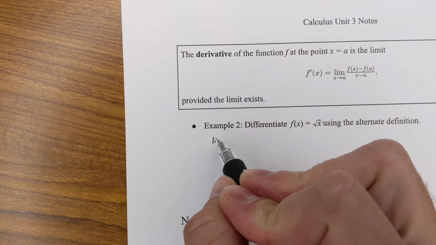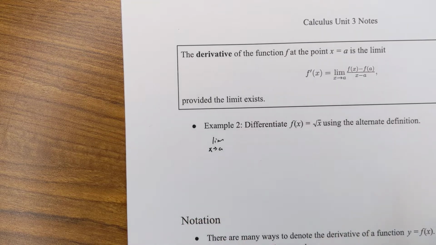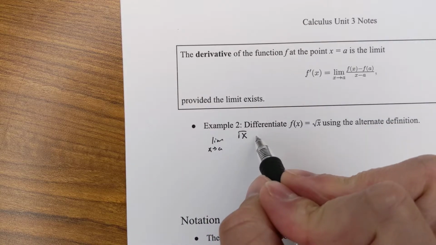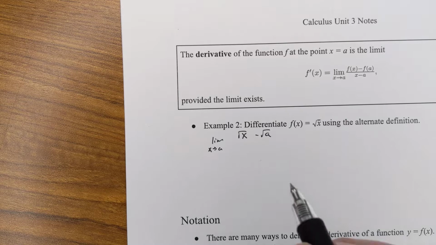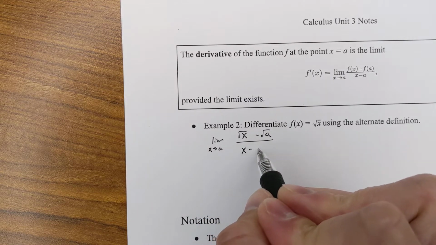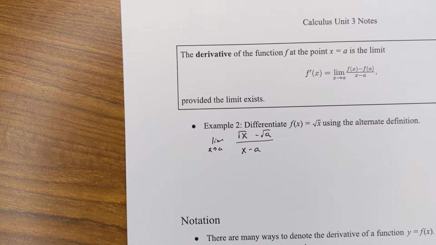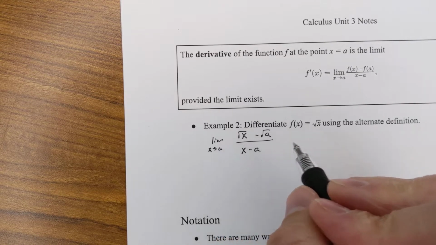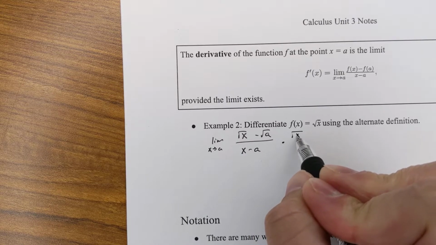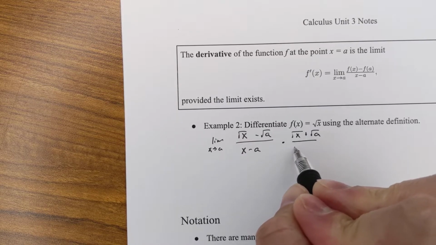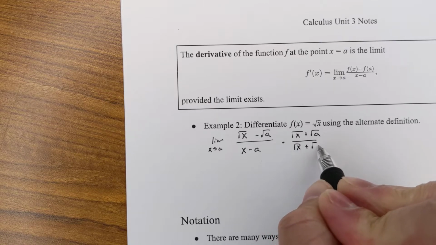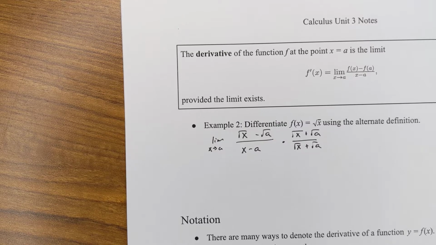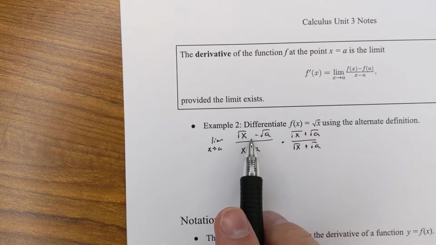So we've got the limit as x approaches a. f of x is just my original equation, so root x minus root a, all over x minus a. So what I need to do is get rid of these roots. I'm going to use what's referred to as the conjugate, which is the same thing except with the sign in the center different. So plus instead of the minus here.